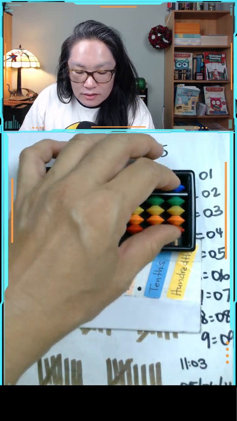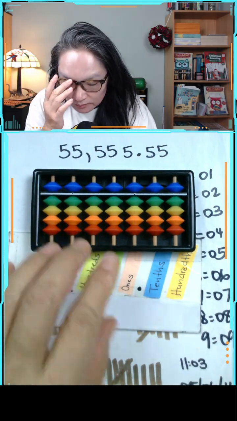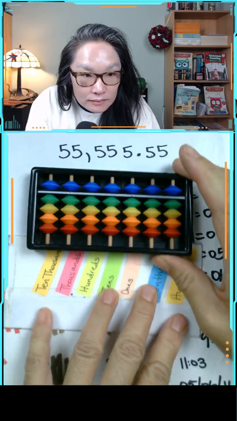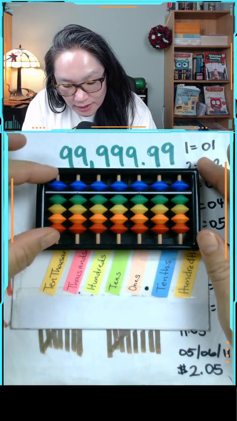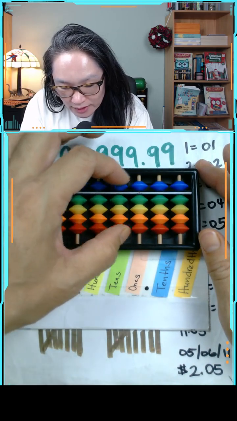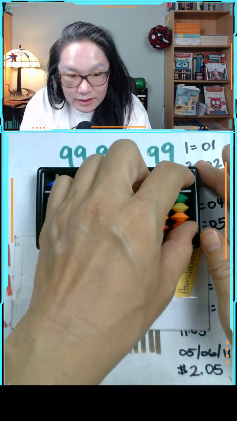99 problems, but a ain't one. So it would look like this, 99,999.99.